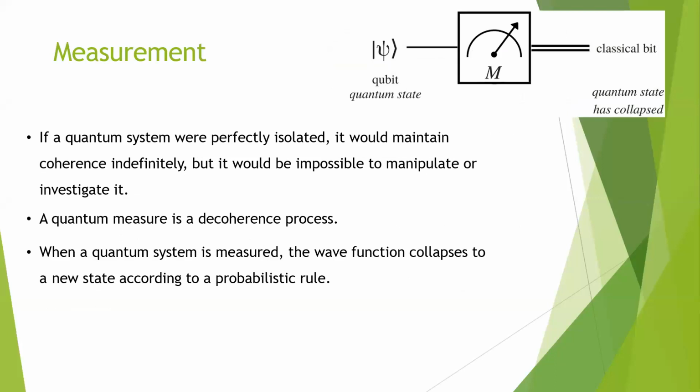Now, another concept is measurement. If a quantum system were perfectly isolated, it would maintain coherence indefinitely, but it would be impossible to manipulate or investigate it. A quantum measurement is a decoherence process. When a quantum system is measured, the wave function collapses to a new state according to a probabilistic rule.